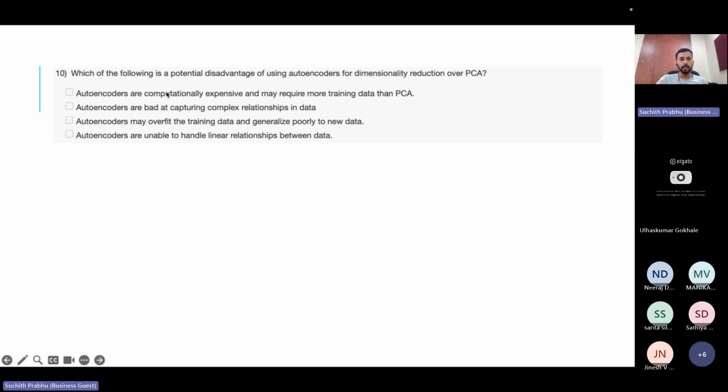So which of the following is a potential disadvantage of using autoencoder for dimensionality reduction over PCA? Autoencoders are computationally expensive and may require more training data than PCA. Autoencoders are bad at capturing complex relationship in data. Autoencoders may overfit the training data and generalize poorly to new data. And autoencoders are unable to handle linear relationship between data.